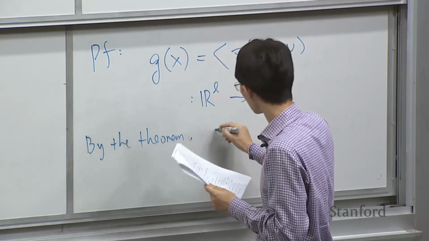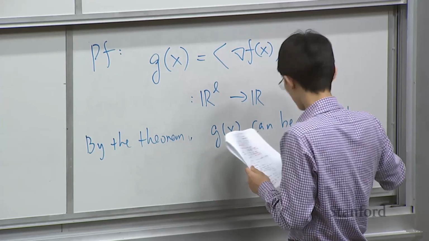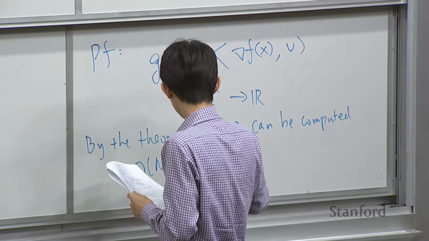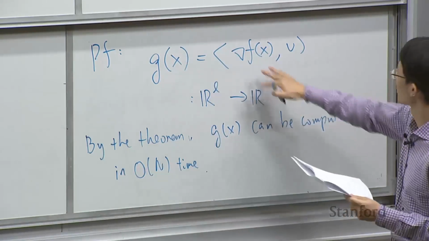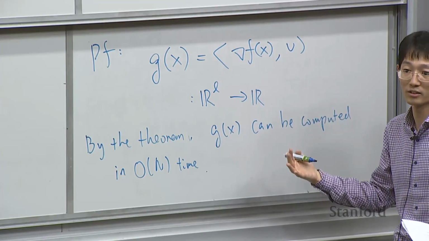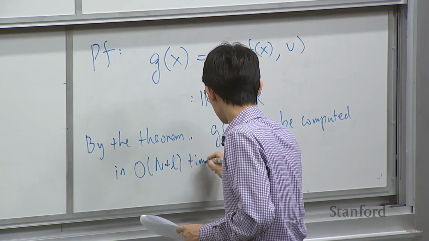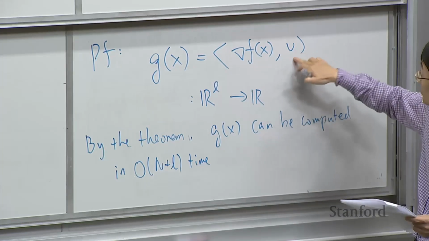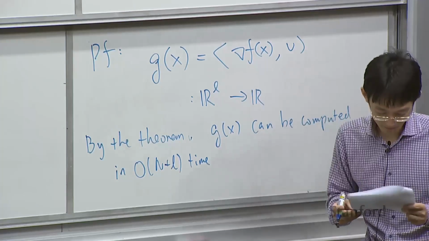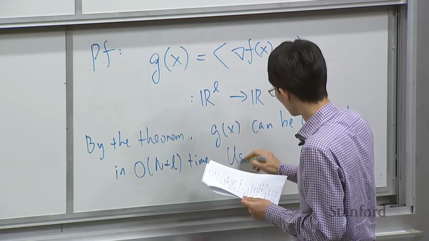by the theorem, you know that g of x can be computed in O of n time, just because the gradient can be computed. After you get the gradient, you take the inner product, and you spend another L time. To be precise, computing the gradient takes O of n time, and computing the inner product takes L time, so you get O of n plus L time. And then you use the theorem again.